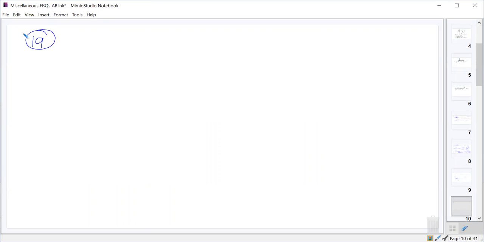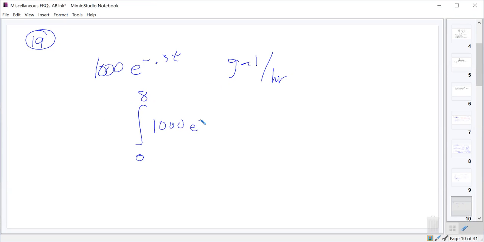Oil is leaking from a tanker. Okay, so if you have oil leaking at 1,000 e to the negative 0.3 t gallons per hour, we want the total number of gallons of oil that leak out in the first 8 hours. That's just an integral from 0 to 8 of 1,000 e to the negative 0.3 t dt. So gallons per hour integrated to find gallons. What does that come out to be? Looks like that comes out to be 3,031. Does that make sense? Yes. Wonderful.